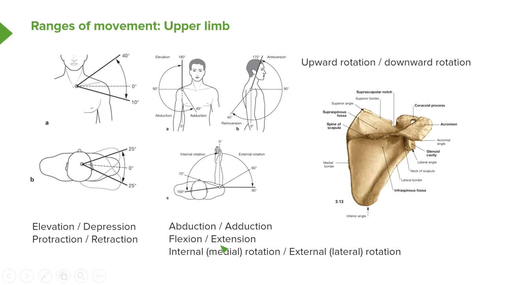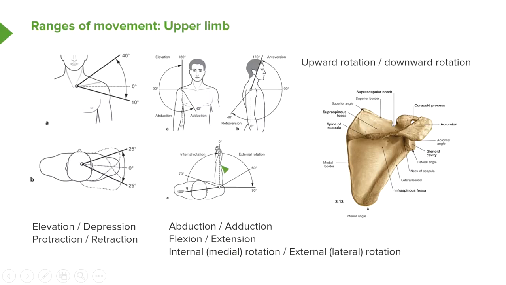We have flexion and extension, so we have flexion of the upper limb, where we can see the upper limb is going to move in this direction, and then we can have extension, where the upper limb can move backwards in this direction. So flexion of the upper limb at the elbow joint, and then extension of the upper limb at the elbow joint. We also have what's known as internal or medial rotation and external or lateral rotation.